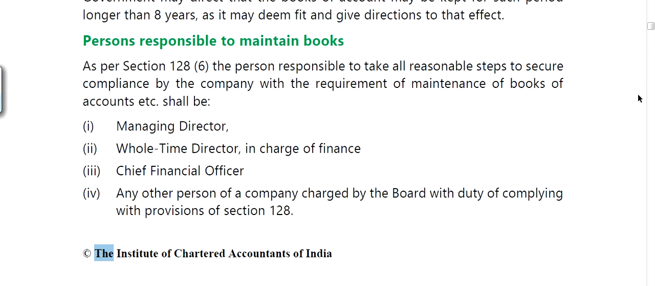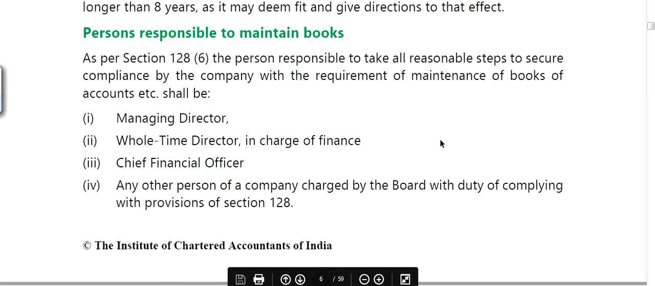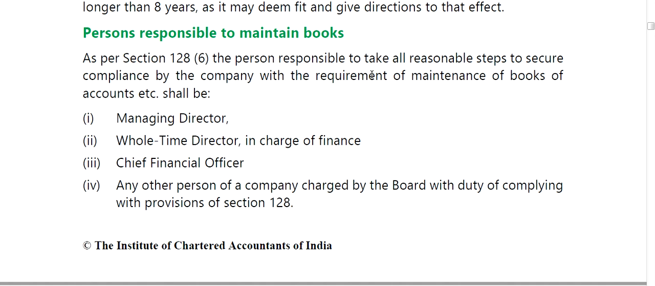Persons responsible to maintain the books. Who is responsible? As per section 128 subsection 6, the person responsible to take all reasonable steps to secure compliance by the company with the requirement of maintenance of books of accounts shall be the MD, the full-time director in charge of finance, the CFO, or any other person of a company charged by the board with the duty of complying with the provisions of section 128. If there is any default, there may be imprisonment up to 1 year or a fine of 50,000 to 5 lakh for the company, or both.